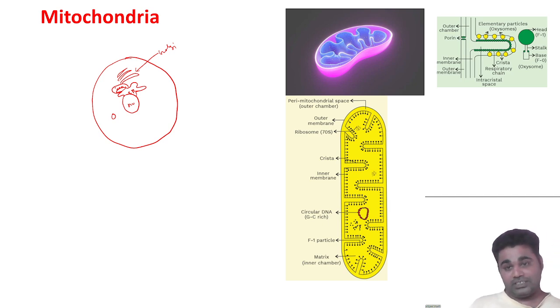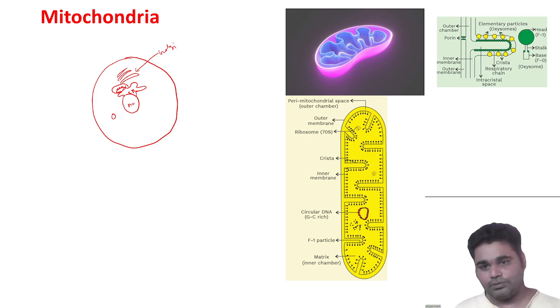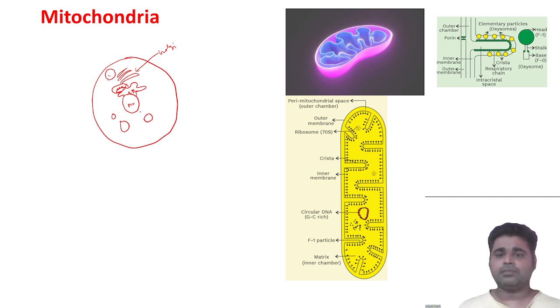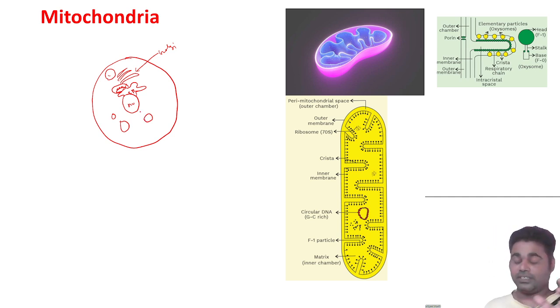These ribosomes are called the membrane bound ribosome. Which membrane? That is the ER membrane. So this is called the membrane bound ribosome. Lysosomes are also present. Some vacuoles are also present. Peroxisomes. There are many different organelles present inside the cell.